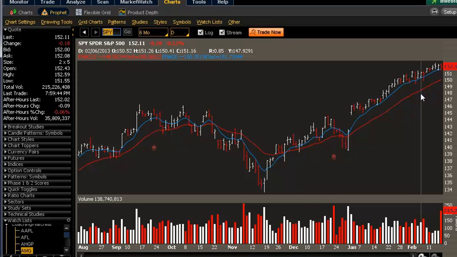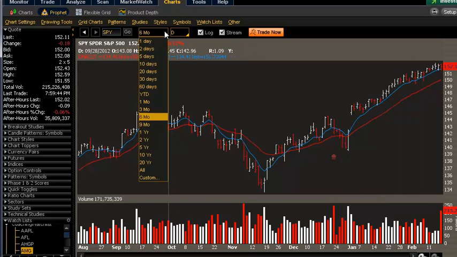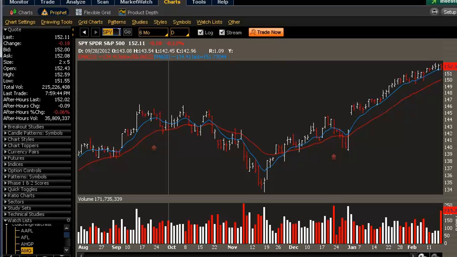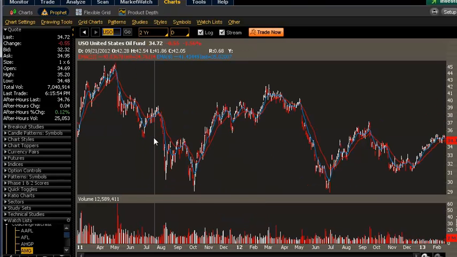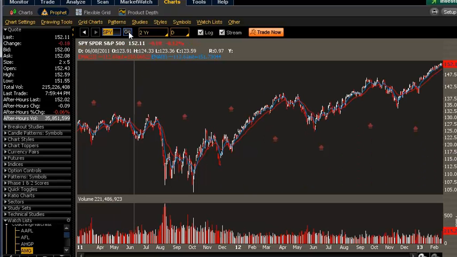If it's up, you buy call options. If it's trending down, you buy put options. If it's going sideways, you do nothing. You sit on your hands. USO will probably be a good example. I think USO looks like it's going to be trending sideways here for a little bit. I might have to come up to a 2-year chart. Well, maybe USO wasn't a good example. I'm trying to give you a good example of trading sideways.